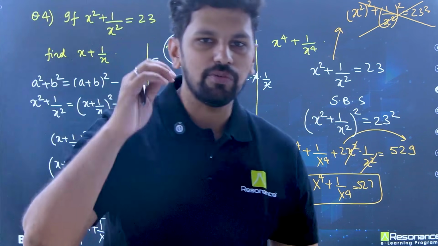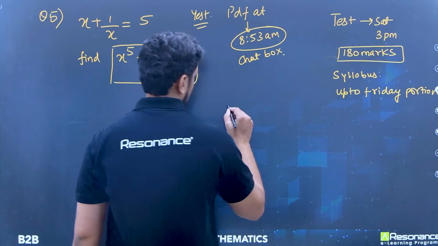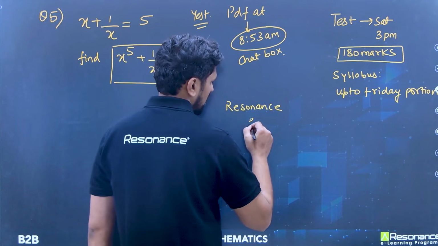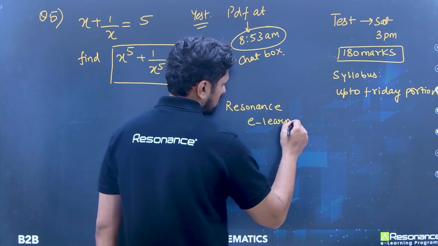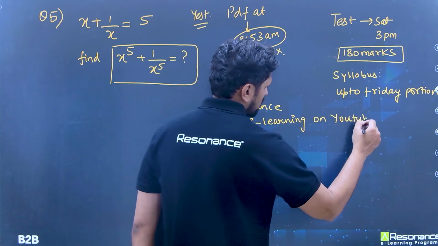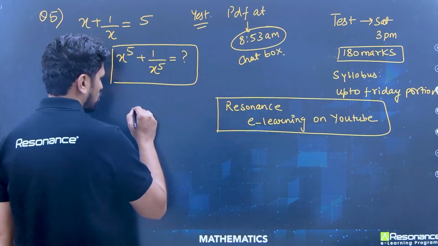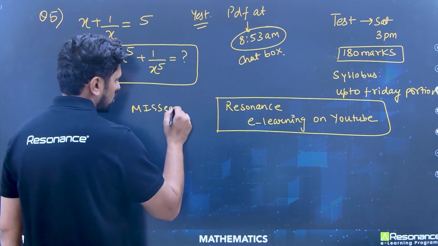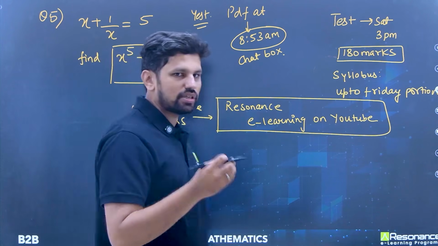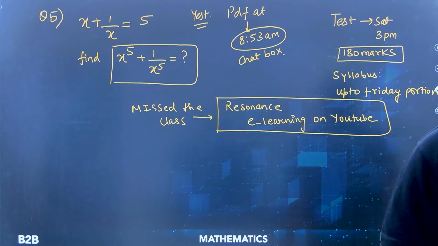Okay. So anybody who was absent in the class can visit the Resonance e-learning channel on YouTube. If anybody missed the class, they can go to this channel. If you want any notes, you can go there and see it from the YouTube channel.